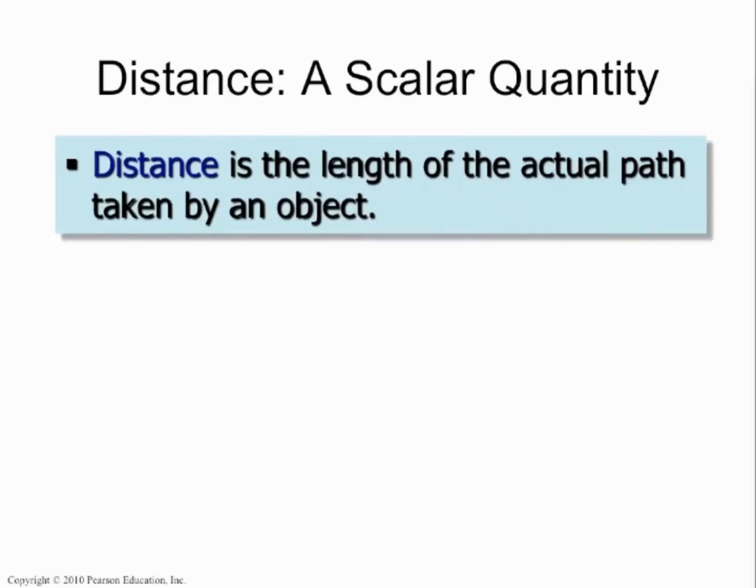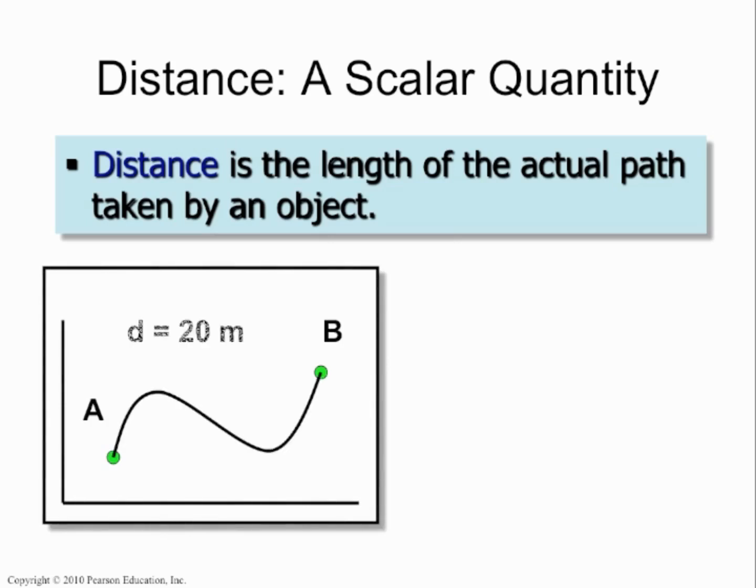First, let's distinguish again between scalars and vectors. So let's talk about distance. Distance is the length of the actual path taken by an object. So if we're talking about the distance from A to B, we have to think of the total path, the path which is curved and long. Well, that would be 20 meters. Okay, so that's a distance. The distance traveled in going from A to B.